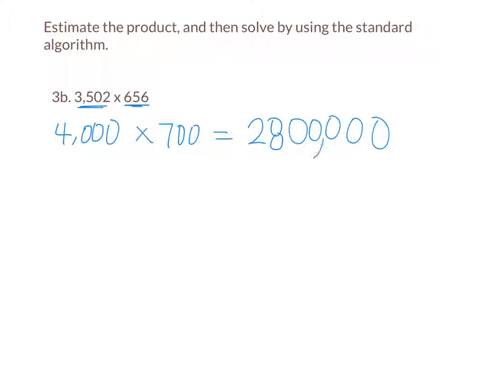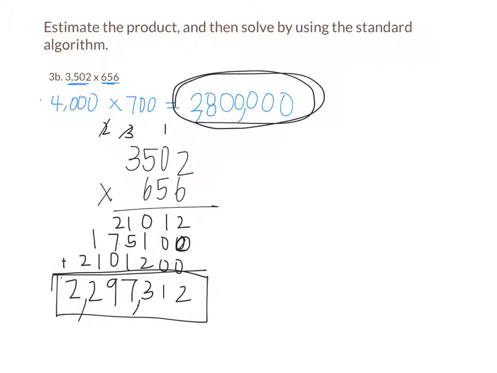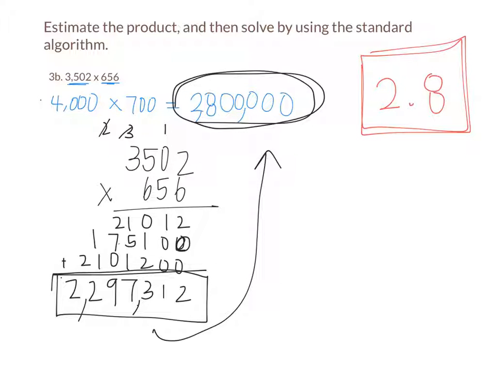Okay, so our estimate is 2,800,000. But because we made the factors bigger than the actual factors, should our answer be bigger or smaller than 2,800,000? Smaller. So in the very end, when we get our final product, we can use our estimate to see if it's reasonable. And as Turjo said, he found that this was less than 2.8. So you write 2.8 next to number 3, because that's the skill that we learned there.